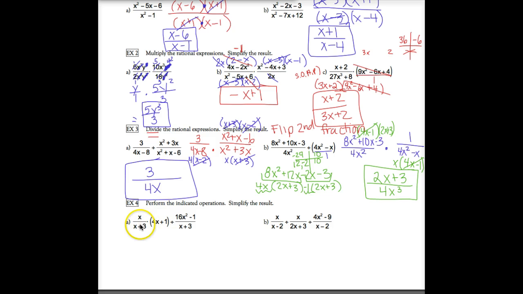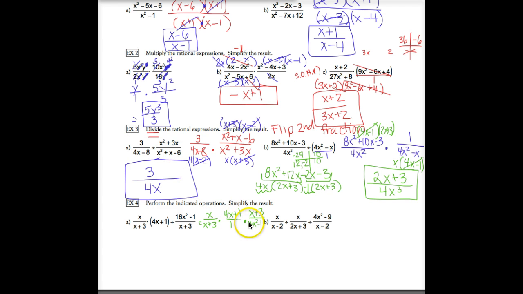All right, so now example 4, we're just taking it one more level, and we now have multiple operations in the same problem. So what I'm going to do is any divisions I'm going to flip. Multiplications stay how they are. So my first one stays, x over x plus 3. Second one stays because it's multiplication. Now I am going to make it with a denominator of 1. The third one, that was division, so it needs flipped. So I make it x plus 3 over 16x squared minus 1.